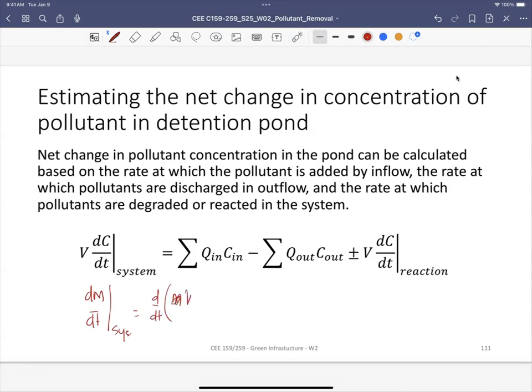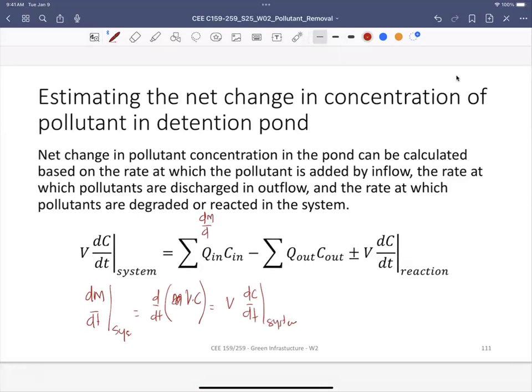Mass is volume times concentration. So this is basically volume times dC/dt for the system. And the amount of pollutants coming in, dM/dt, you just remember that this is C times volume, and you can assume the concentration is constant while the volume is changing, or the amount of water is being added, so this is basically C times Q. This is also the case for out.